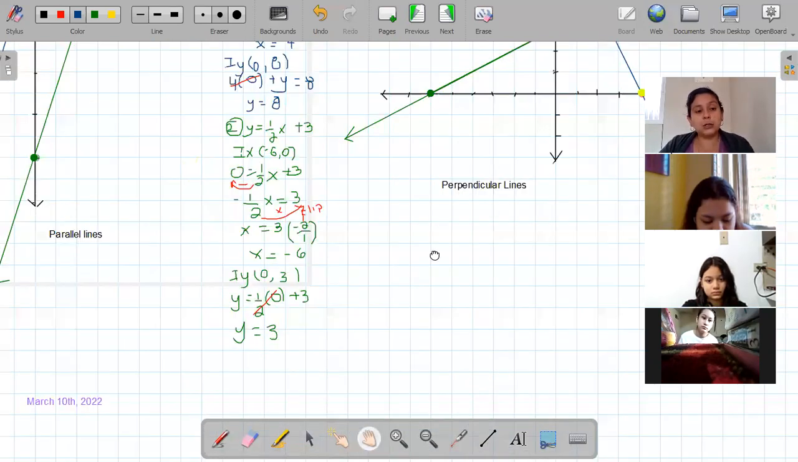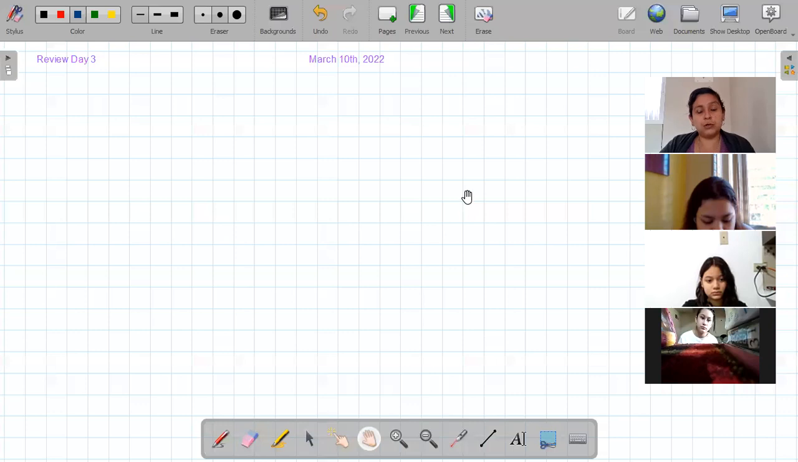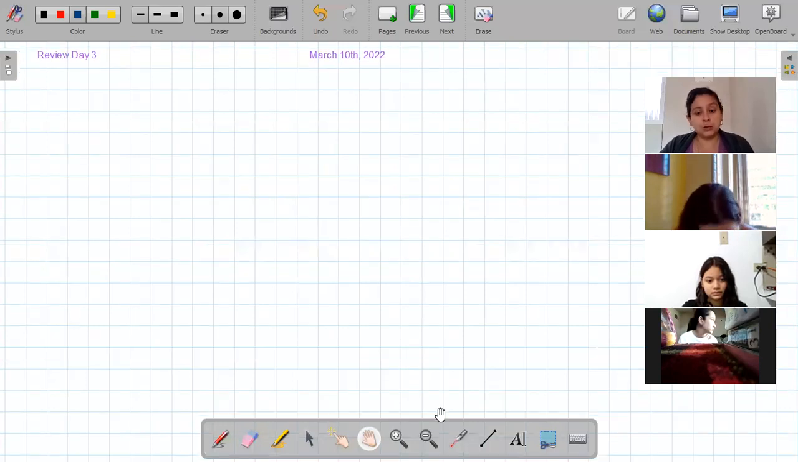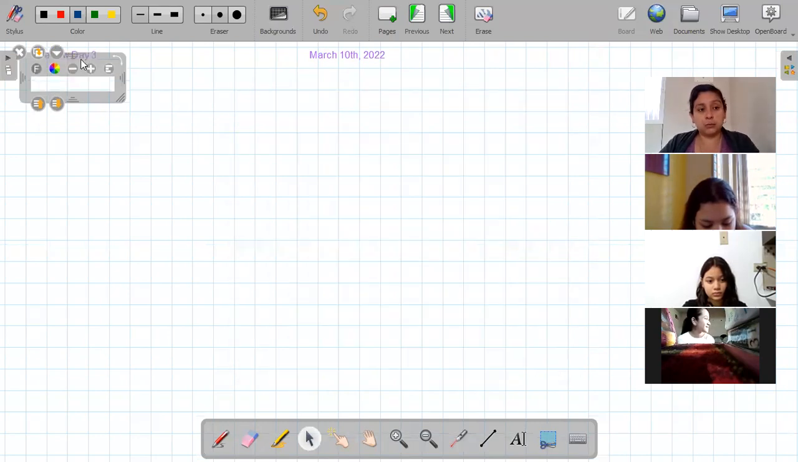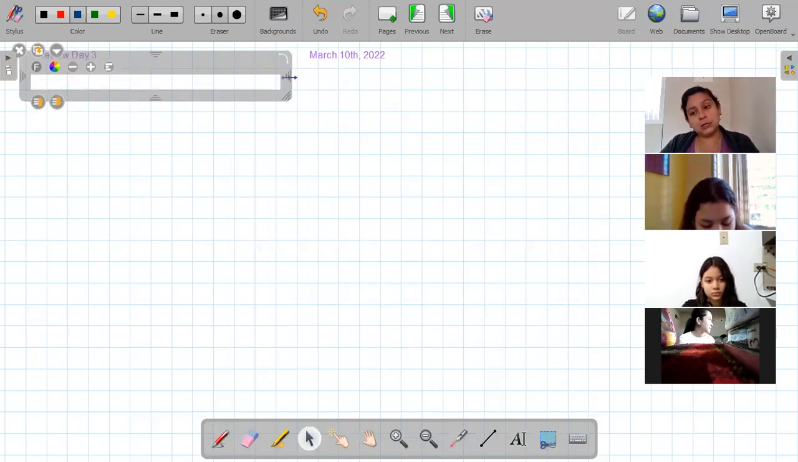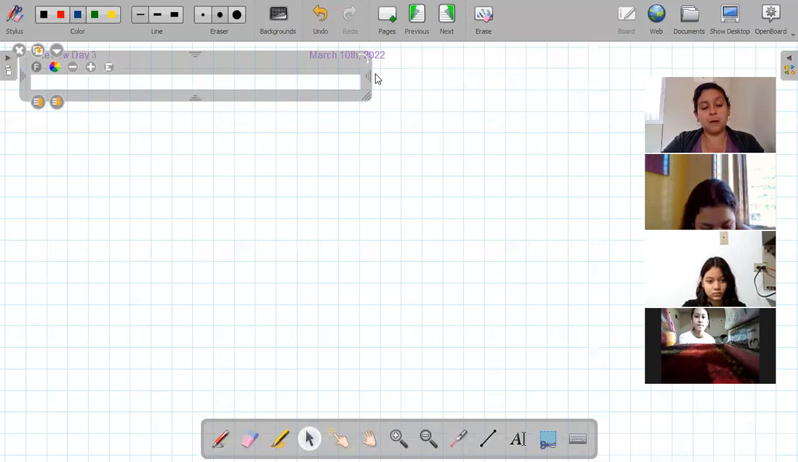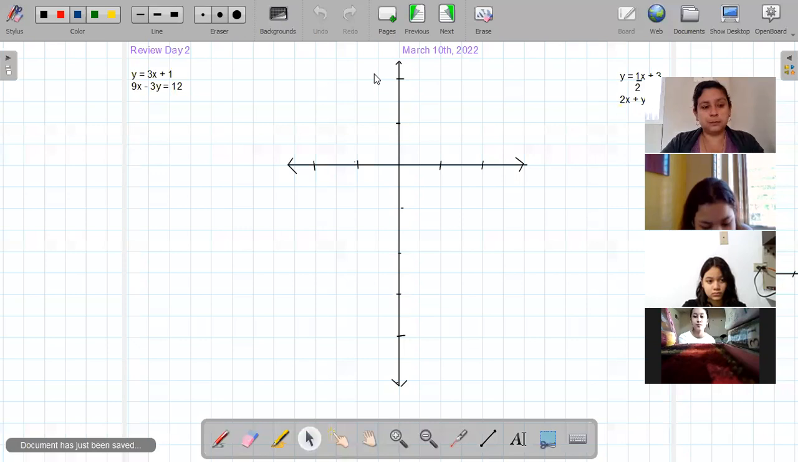Today, we are going to start review day 3. Today's March 10th, 2022, and we're going to write equations. So we did it the other way around. In class, we first did the writing equation part, and then we did the graphing part. In this case, we did it the other way around. It doesn't matter.